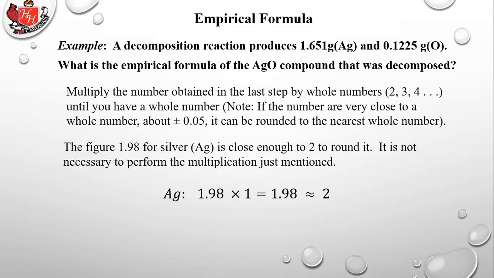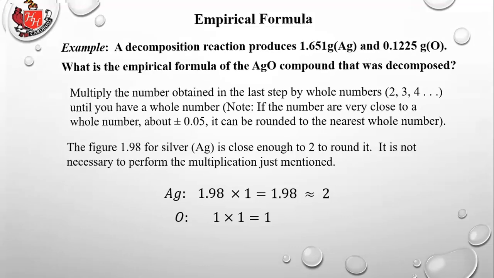So Ag is 1.98 times 1, which equals 1.98, which equals approximately 2. And oxygen, in other words, the number we're multiplying by is simply 1. You don't have to multiply by 2, 3, and 4. Oxygen is 1 times 1. So again, it's the ratios that we came up with on the last step, 1.98 and 1. You just multiply by 1, and you get whole numbers in both cases. So you don't need to go any further than that.